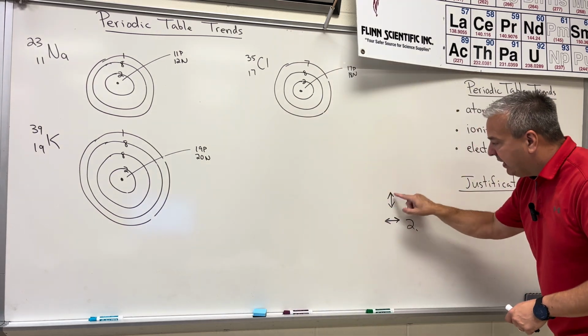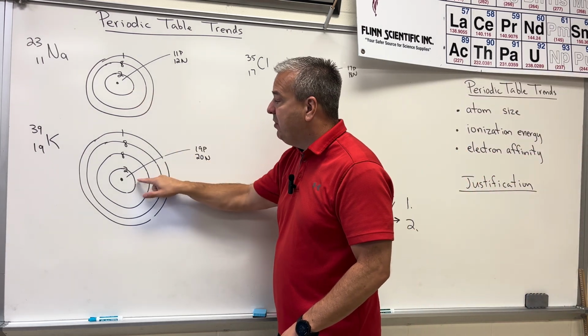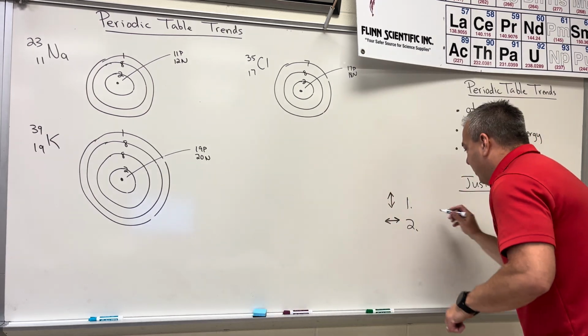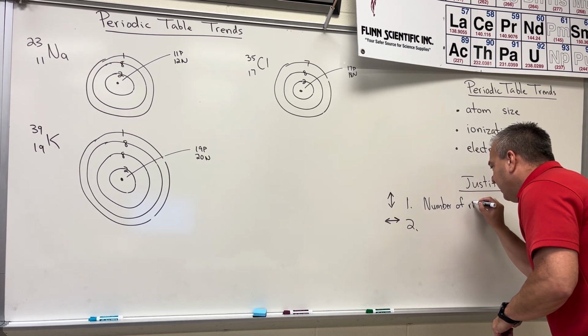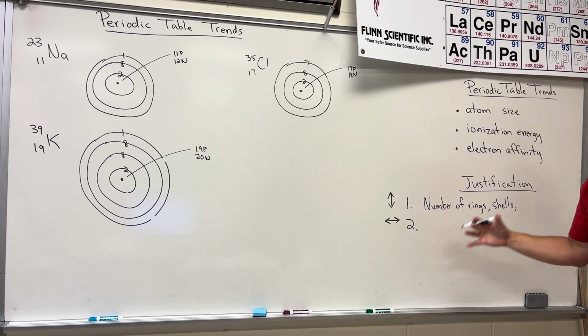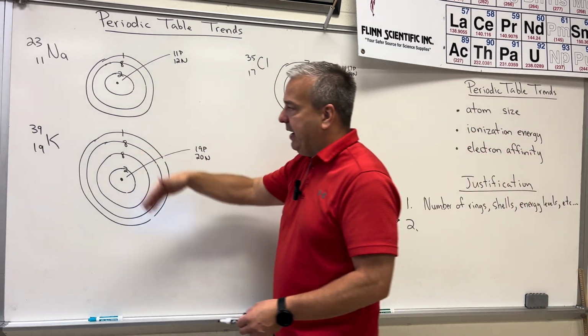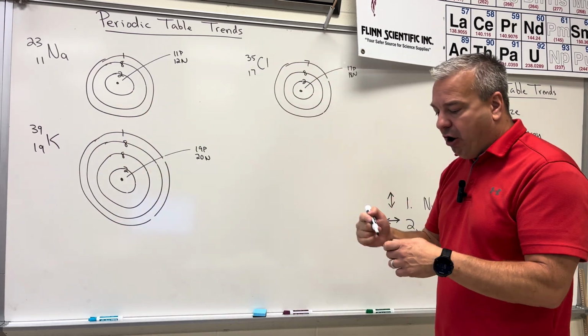So our justification for going up and down the periodic table is simply the number of rings. Now, there are a lot of words that can be substituted for rings, so let's write that down first. It's the number of rings. They can also be called shells, electron shells, electron clouds, or energy levels. There are a lot of words that can be used to describe these rings. Orbits is another word. Energy levels, electron clouds, shells. It all means the same thing.